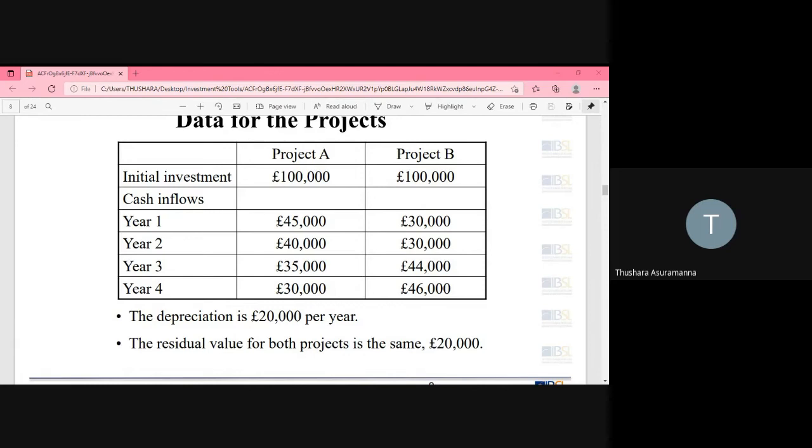Right. So now we are required to compute, starting from the payback period. Hope you have written this down. Project A, B, initial investment 100, year 1, 2, 3, 4: 45, 40, 35, 30, 30, 30, 44, 46, depreciation 20 for each year, residual value 20,000 for both projects. Right. First, get this down so that it's easy for us to move, because this is needed for all the computation.